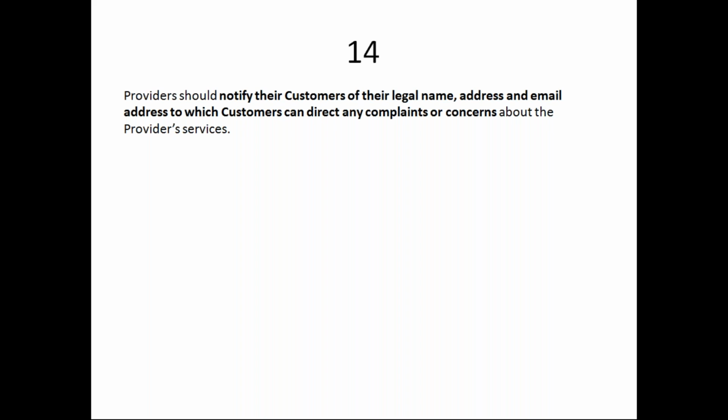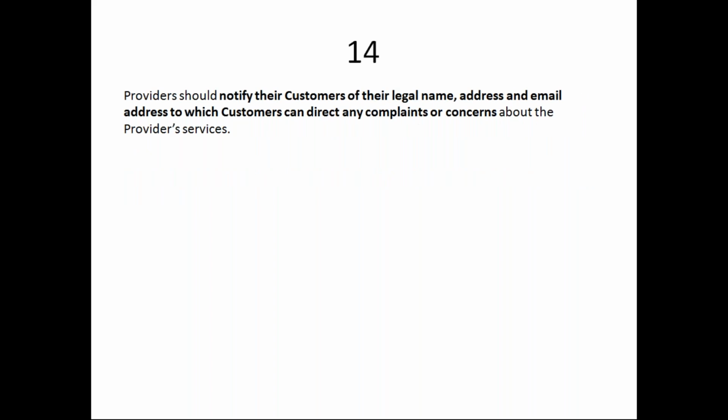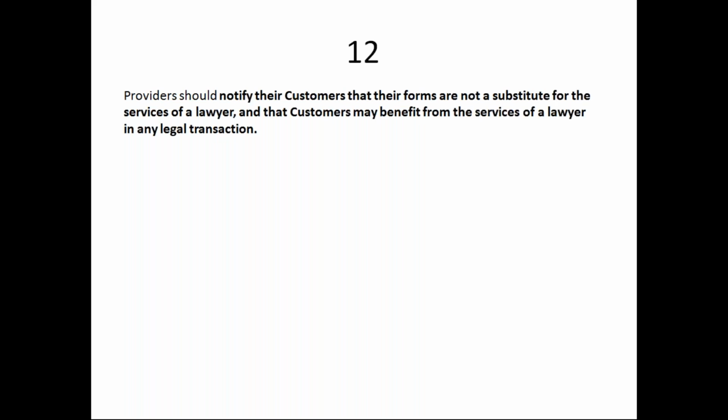I've just been scrolling. Sorry, folks, for sort of passing things quickly, but just scrolling through the 15 pieces of this set of guidelines. And as Richard said, some of them are quite moderate. Some I think are still pretty controversial. I, for instance, just find it offensive that the ABA would tell non-lawyers that they have to notify their customers that their forms are not a substitute for lawyers. It just seems monopolistic. Yeah, I agree with that.